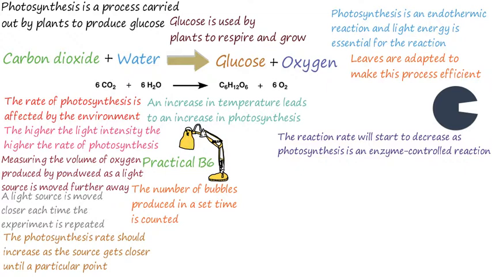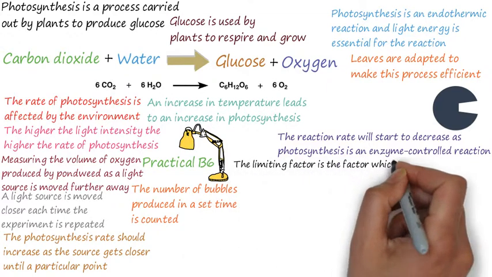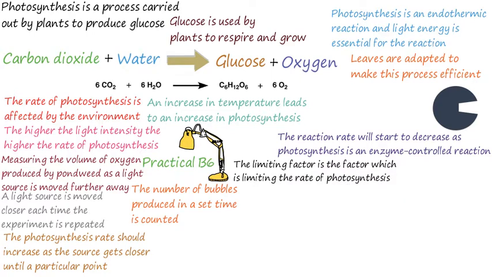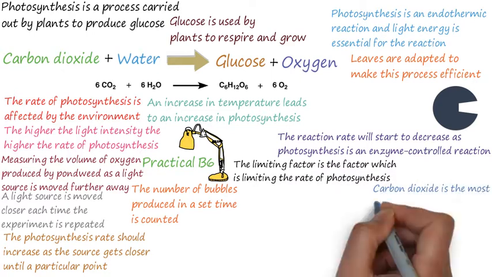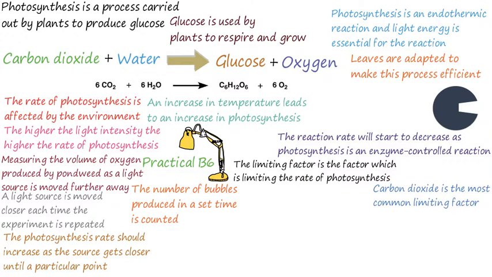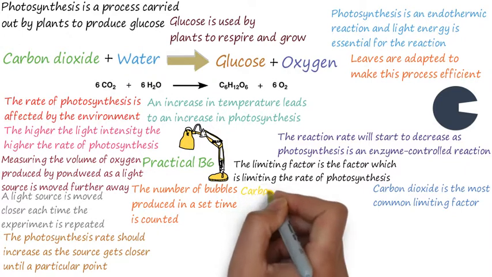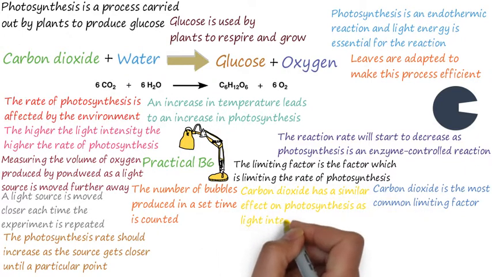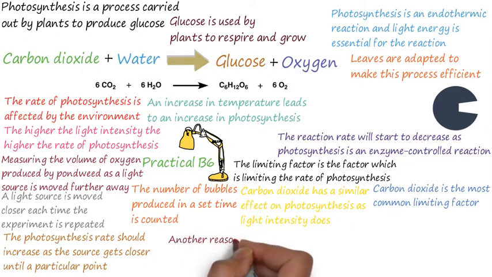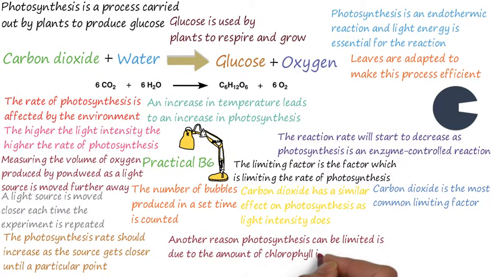However, beyond a particular point, the rate will not change. After this point, the light is no longer the limiting factor. The limiting factor is the factor which is limiting the rate of photosynthesis. If light intensity isn't limiting the reaction rate, it could be carbon dioxide concentration. Carbon dioxide is actually the most common limiting factor. It has a similar effect on photosynthesis as light intensity does. It will increase up until a point is reached, and then beyond this point, another factor is the limiting rate.